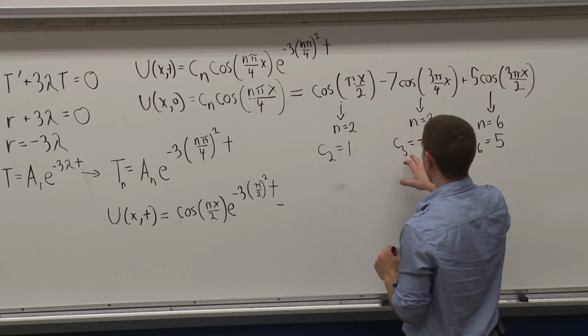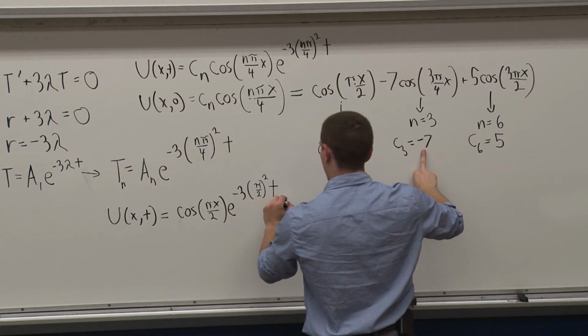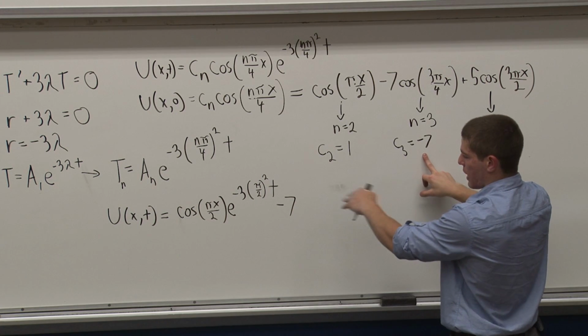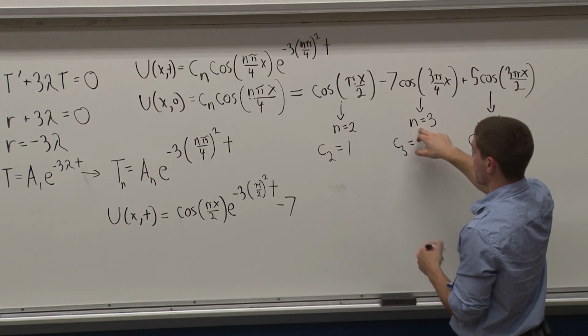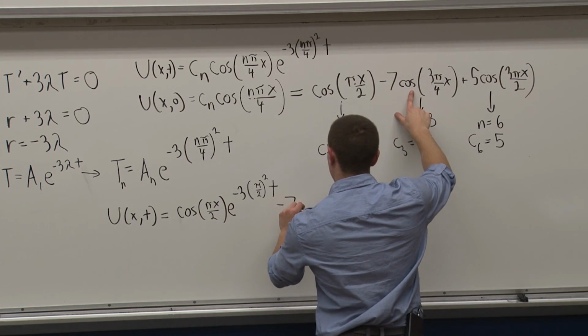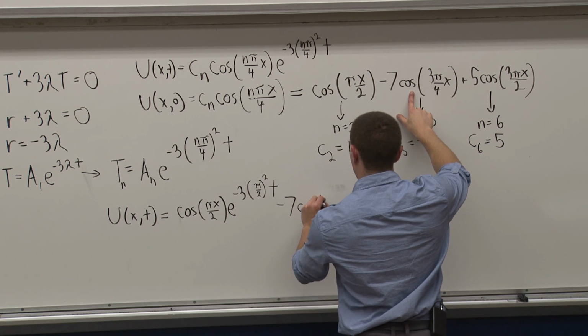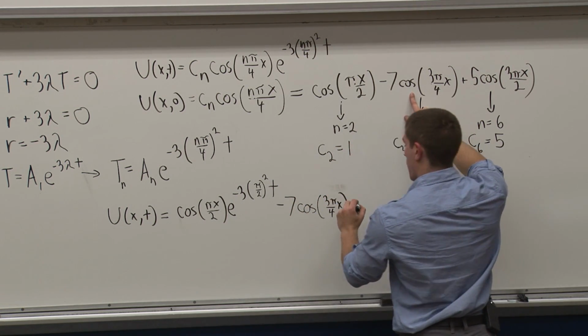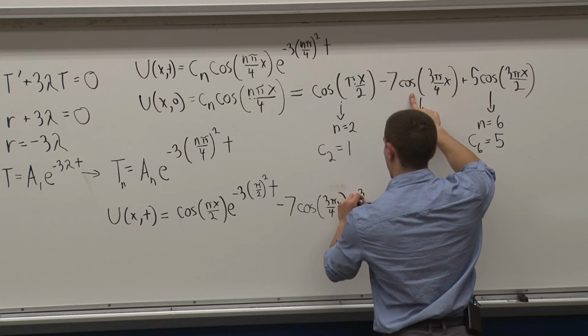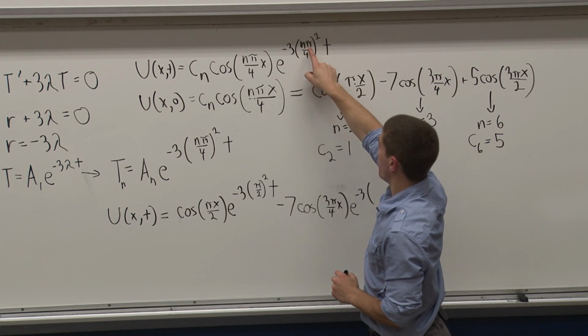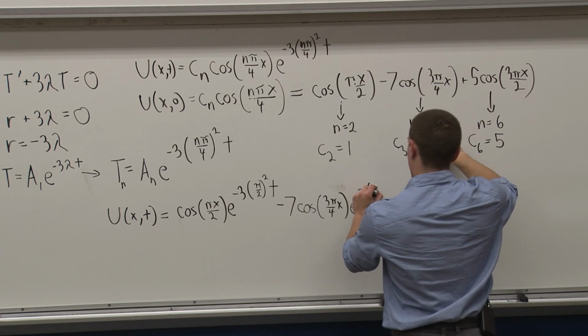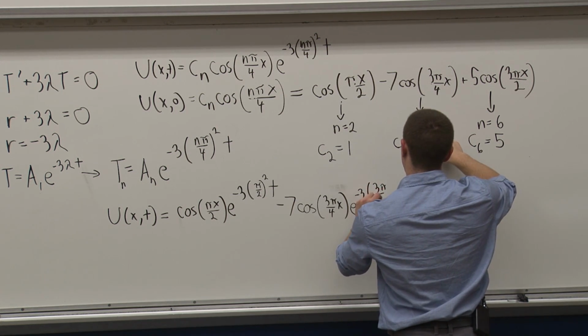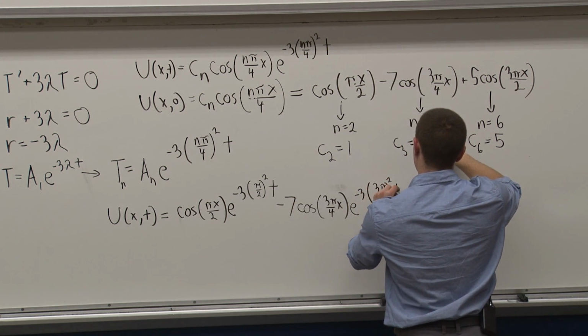Minus, our C3 is going to be equal to negative 7. So it would be plus negative 7 or just minus 7. n is going to equal 3. This cosine term stays the same. So cosine of 3 pi over 4 x. And then you have e to the negative 3 n pi over 4. Since n equals 3, it's going to be 3 pi over 4 squared t.